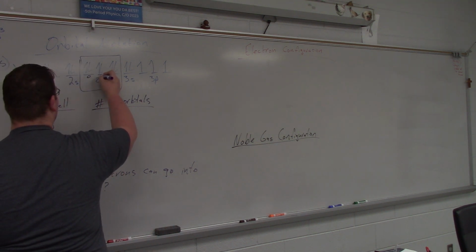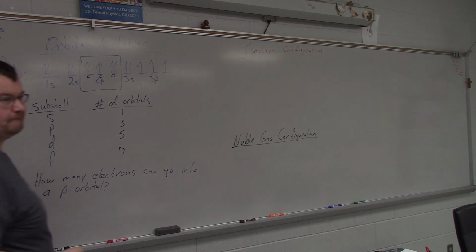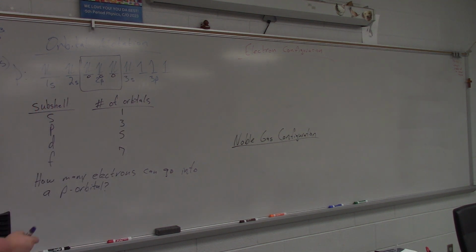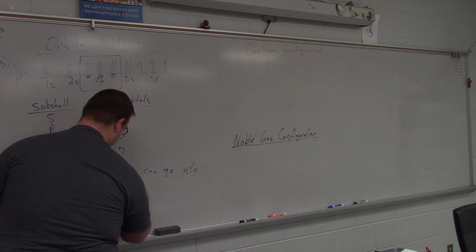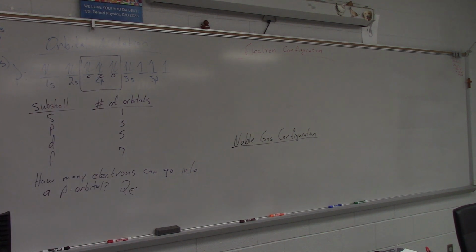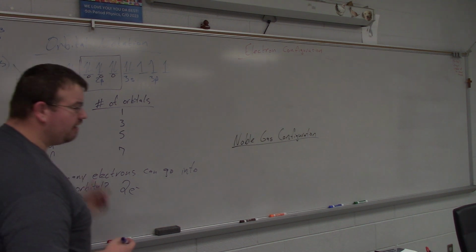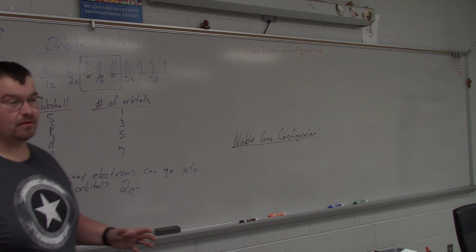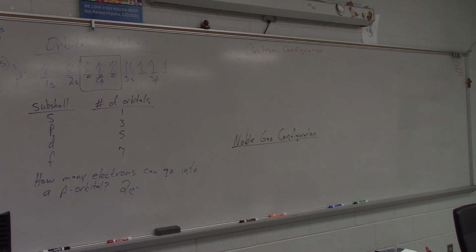These are the orbitals. The correct answer is only two. And it doesn't matter if it's an s orbital, d orbital, f orbital, p orbital, doesn't matter. How many electrons can go inside of an orbital? Two. Only two.